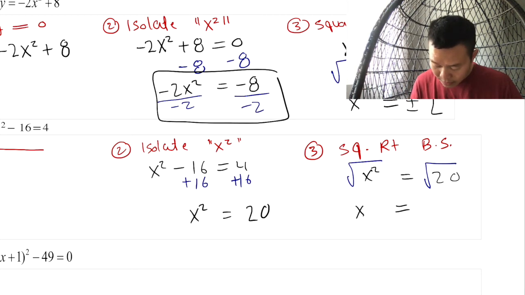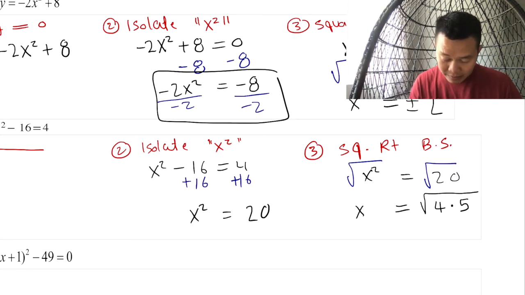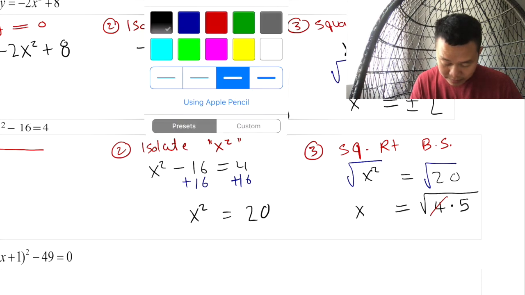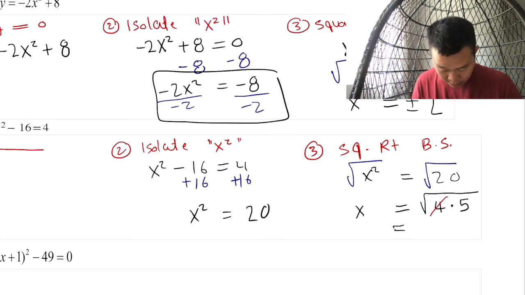But remember, what is the largest perfect square that divides into 20? That would be 4. So 4 times 5 is 20. And then remember the square root of 4, what number squared is 4? Well, that's 2. So 2 gets to go outside, and 5 is still under the radical.